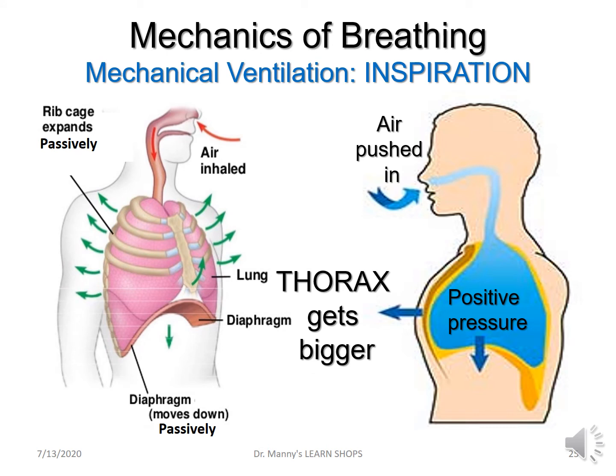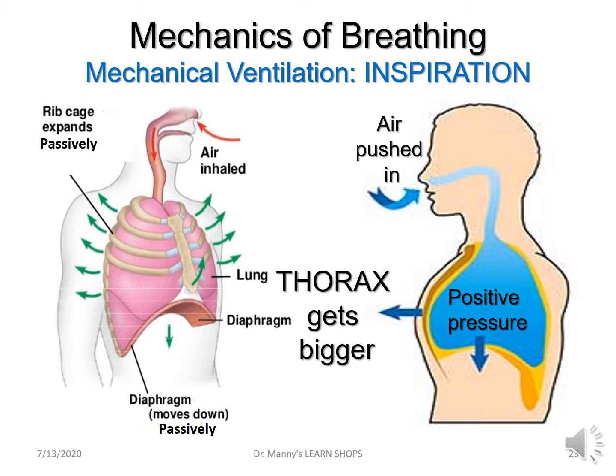Let's look at the mechanics of breathing using positive pressure mechanical ventilation, and we'll have a comparison now to normal spontaneous breathing. With inspiration, as we said, in a spontaneously breathing person, the rib cage expands passively, the diaphragm moves down passively, and air goes in from a higher pressure to a lower pressure passively. This is normal spontaneous inspiration or inhalation.